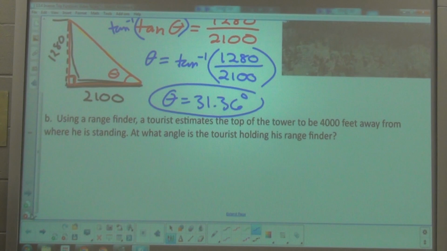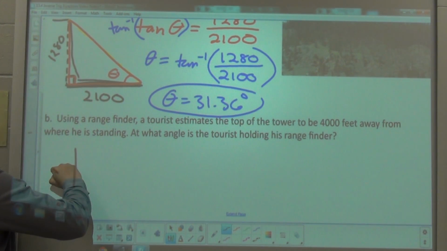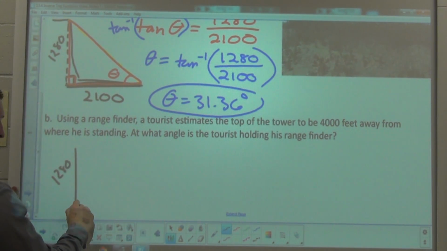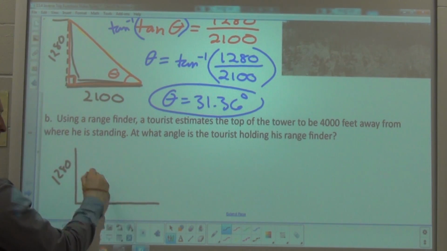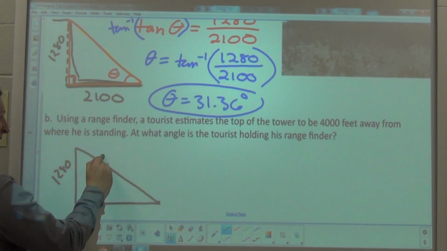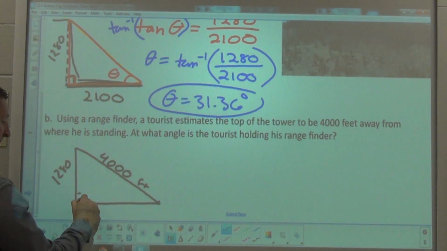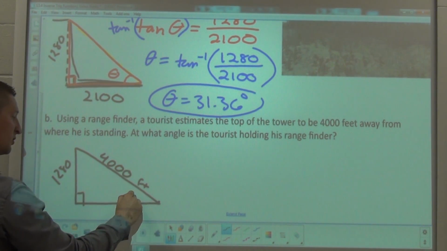Another similar problem. Using a rangefinder, a tourist estimates the top of the tower to be 4,000 feet away from where he's standing. At what angle is the tourist holding his rangefinder? So, quick picture of what's going on. Again, here's the tower. It's 1,280 feet. That didn't change. This time, I don't know the shadow, but apparently this tourist standing down at the bottom is looking up at the top, and he figures out that the top is 4,000 feet away from him. So, now what angle is he holding his rangefinder?